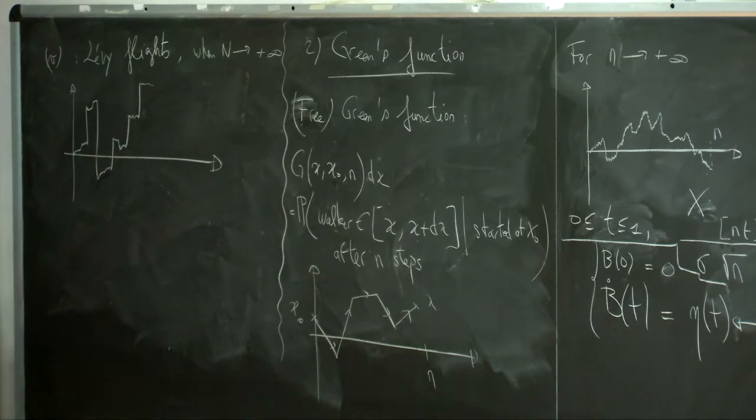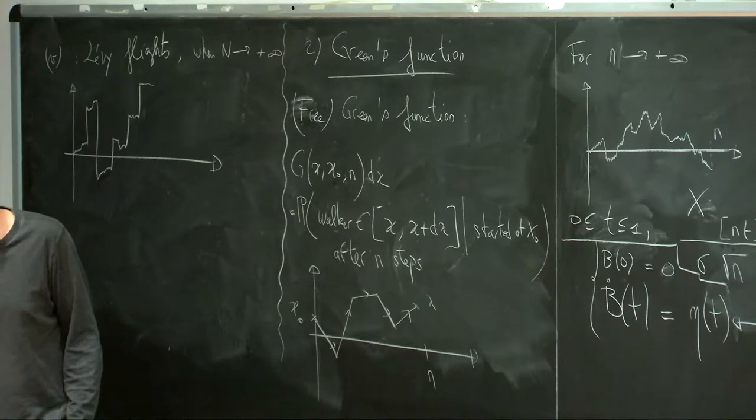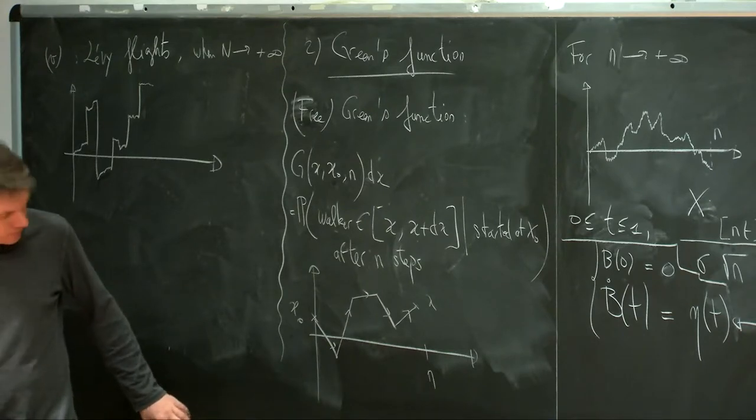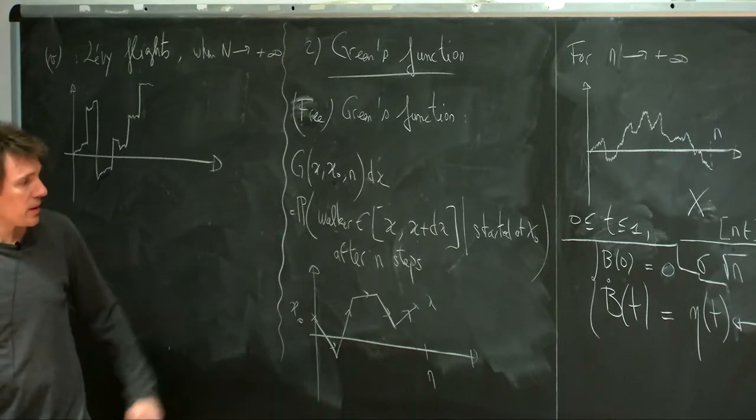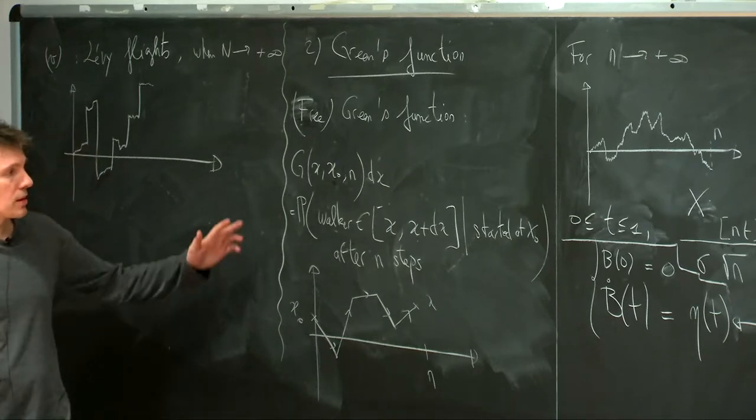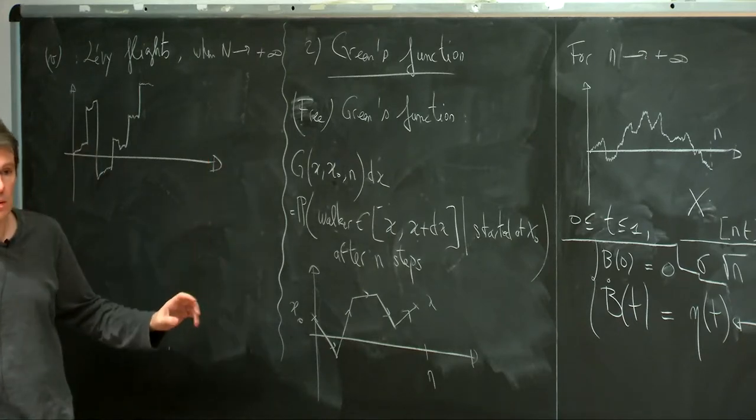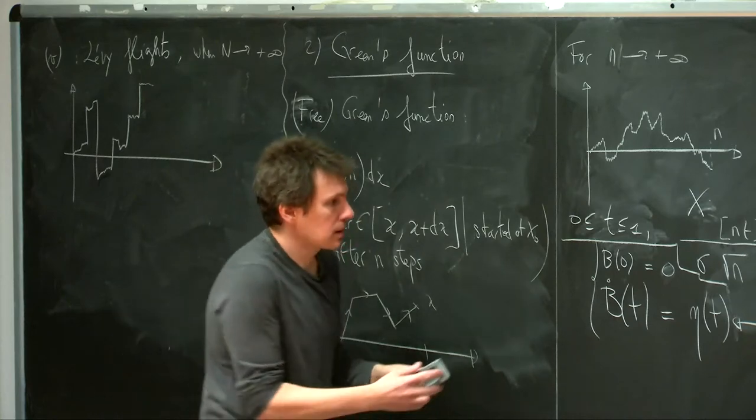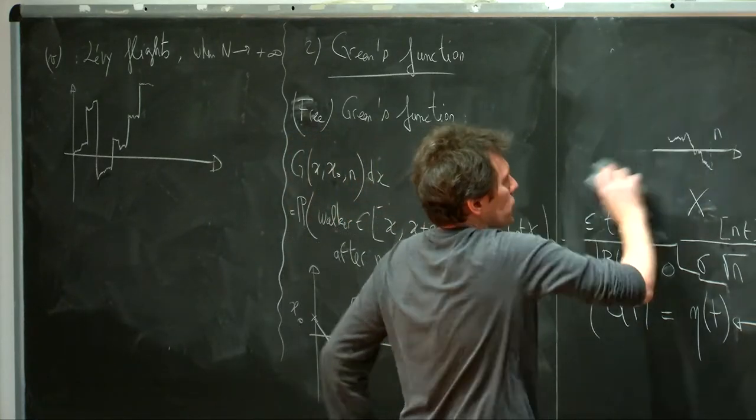Right? So that's a very important object, obviously. Now, this is a probability, so it's normalized, and it's normalized such that the integral over x is 1, okay? That's important to understand.